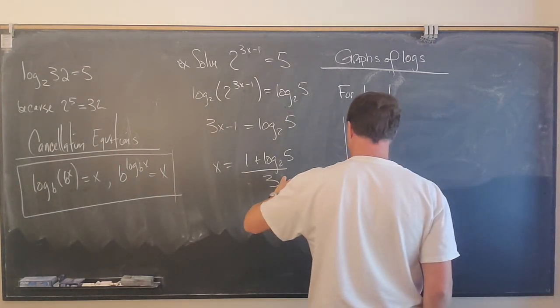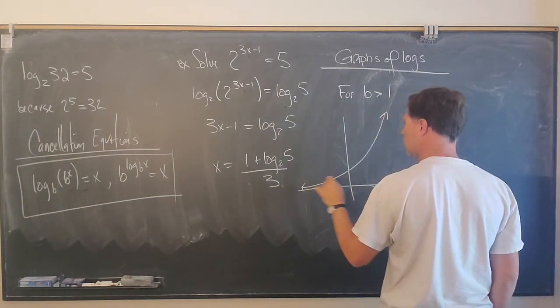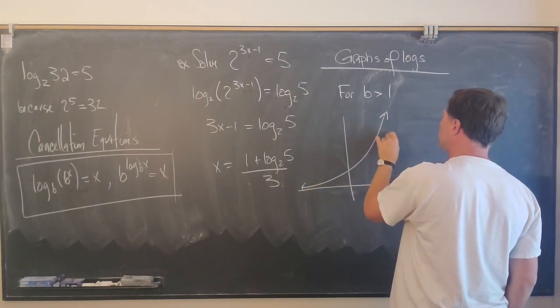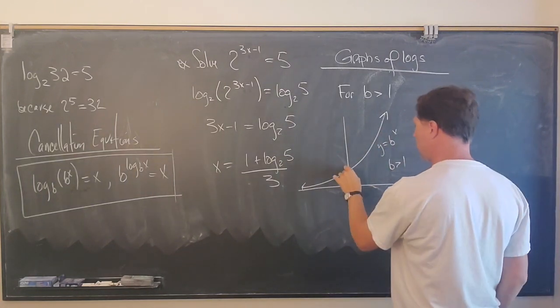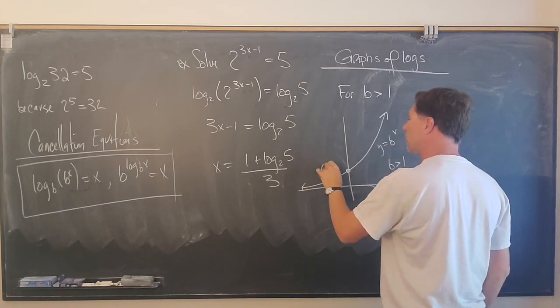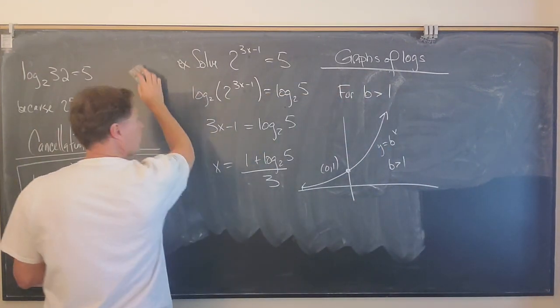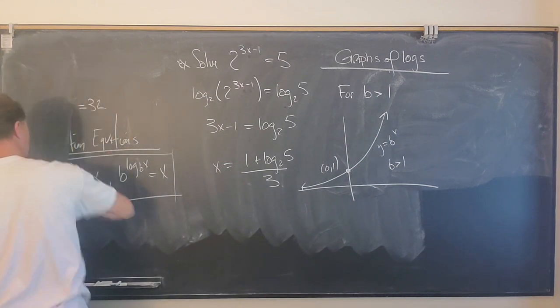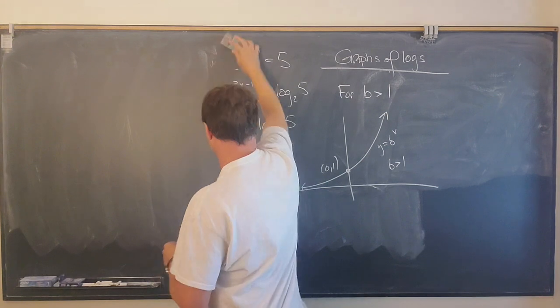The exponential function has a graph that looks like this. So this is y equals b to the x in the case that b is greater than 1. It passes through the point (0, 1). And remember what you need to do if you want to find the graph of the inverse function: you reflect it about the line y equals x.